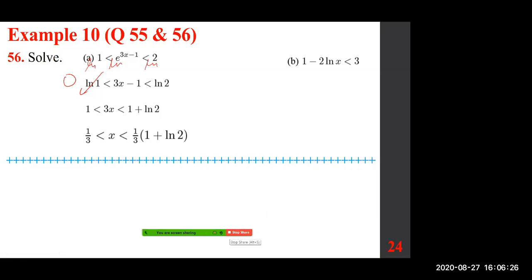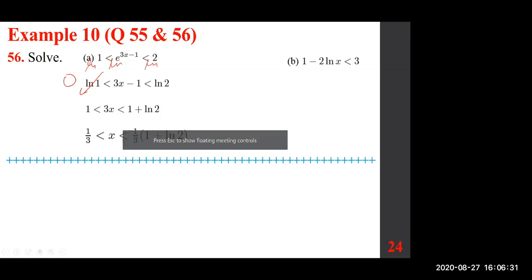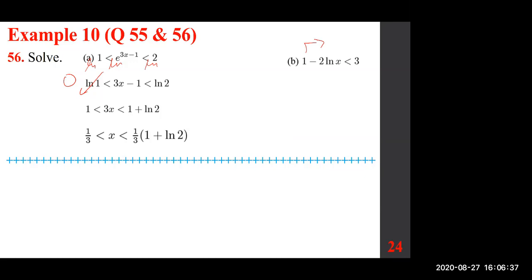All right, we are going to look at the next one. The next one, 1 minus 2 ln x is less than 3, so move the 1. Okay. Divide by negative 2, so the sign flips over. Ln x is larger than negative 1.